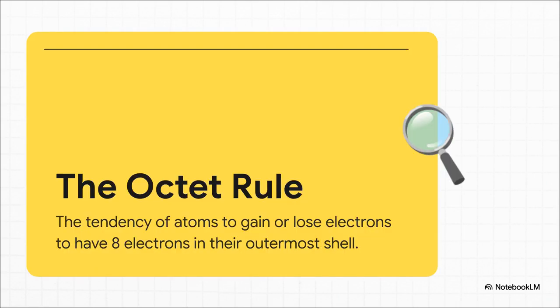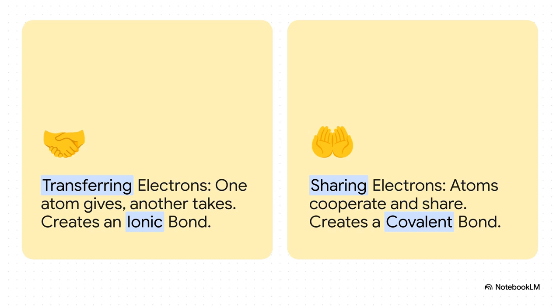Now, this whole drive has a name, and it's a super important one: the octet rule. Octet just means 8, and the rule is simple. Atoms are happiest, they're most stable, when they have 8 electrons in their outermost shell. This is the playbook for all of chemistry. It's what forces atoms to either gain, lose, or share their electrons just to hit that magic number 8. So how do they get it done? Well, they've basically got 2 main strategies. The first move is a simple transfer. One atom gives an electron away, another one grabs it. The second move is more of a partnership. Atoms decide to cooperate and share electrons. These 2 different paths lead to the 2 main types of chemical bonds we're about to get into.